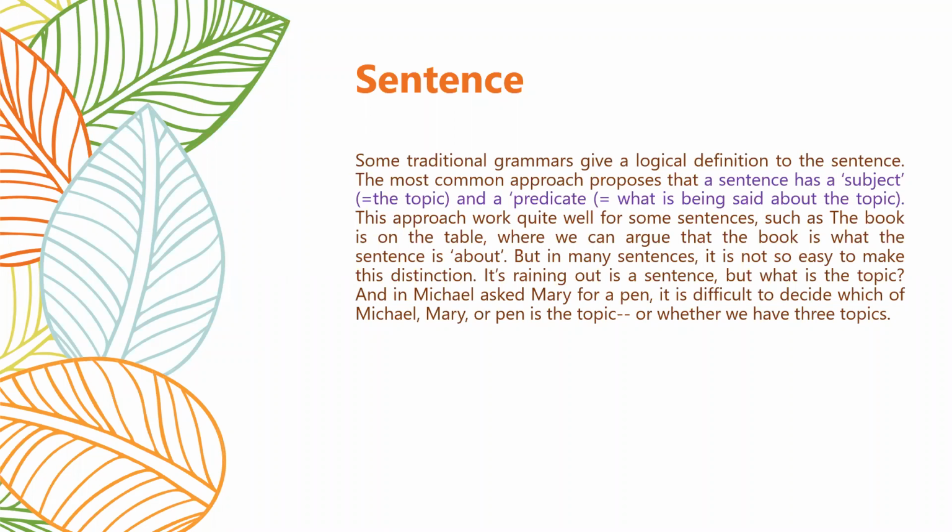But in many sentences, it is not easy to make this distinction. That is especially true if it is a complex sentence, a compound sentence, or even a run-on sentence. You will find it very difficult to tell which one is the subject and which one is the predicate. Let's see: it's raining out is a sentence, but what is the topic? It's raining out. Baire brishti hocche. Now tell me, which one is the subject? Can you tell me which one is the subject?